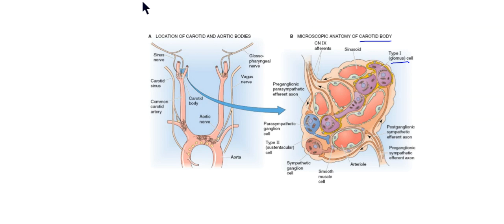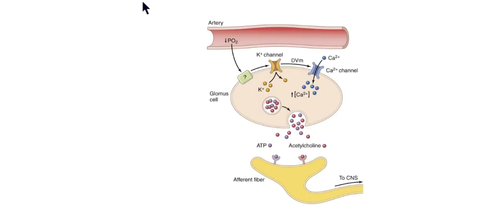The type 2 sustentacular cell is basically carotid body glia. Okay? Your glia are there to nourish and nurture and support the nerves. Your sustentacular cells are there to support the health and maintenance of your glomus cells. They don't do any kind of gas sensing. Your glomus cells are responsible for that.